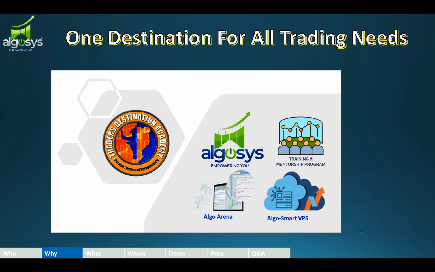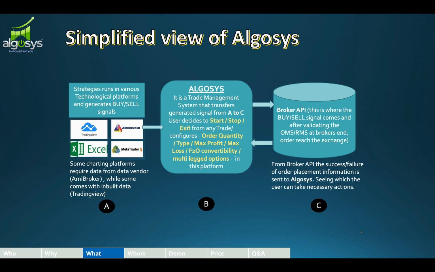So friends, let's come to ALGOSYS. What is ALGOSYS? ALGOSYS is basically a trade management system that transfers a signal from any smart technology platform or charting platform, which is A in this diagram, to C. What is C? C is basically the broker API. And this trade management system, which is called ALGOSYS, has got various functionalities. As simple as that.